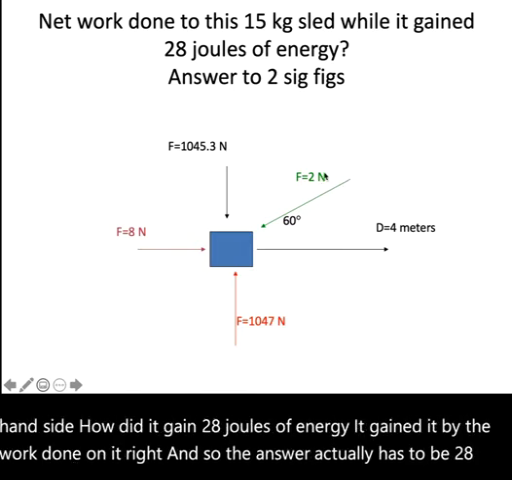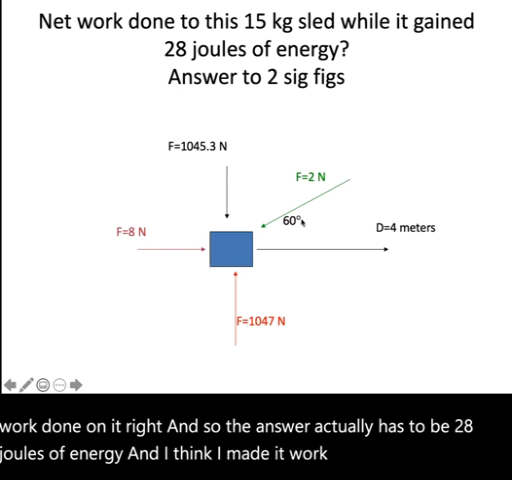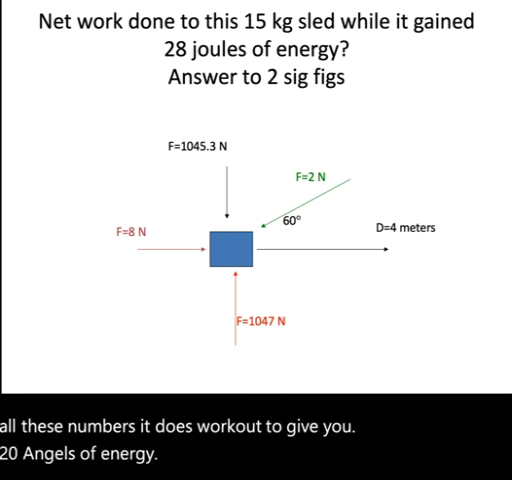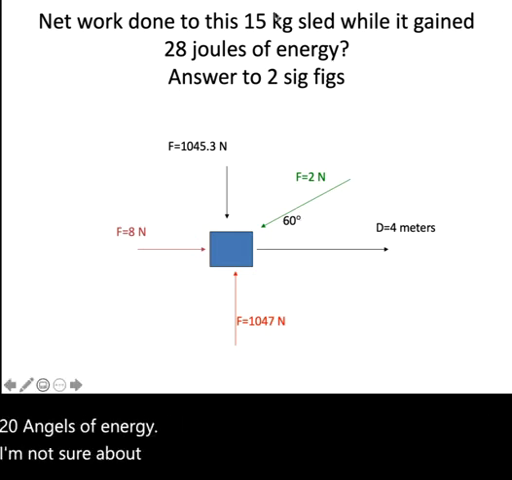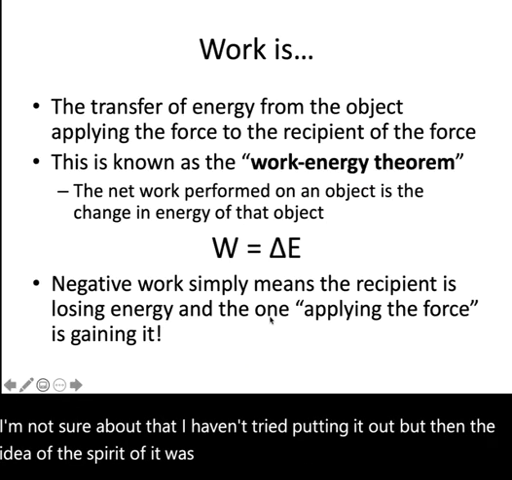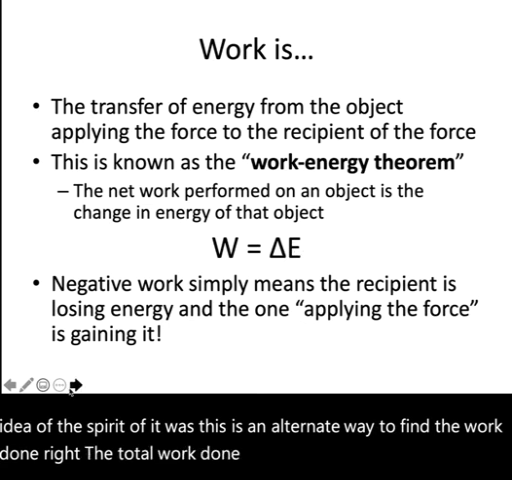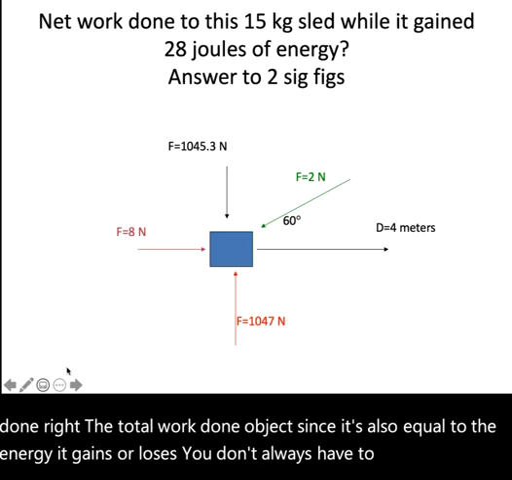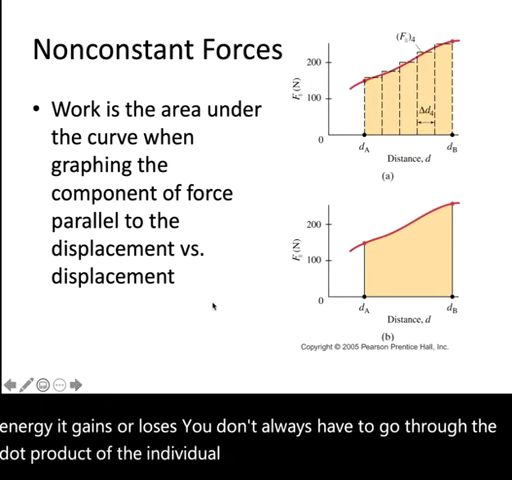And I think I made it work out so that if you take all these numbers, it does work out to give you 28 joules of energy. I'm not 100% sure about that. I haven't tried doing it out. But the spirit of it was, this is an alternate way to find the work done. The total work done to an object is also equal to the energy it gains or loses, so you don't always have to go through the dot product of the individual forces and individual displacements.